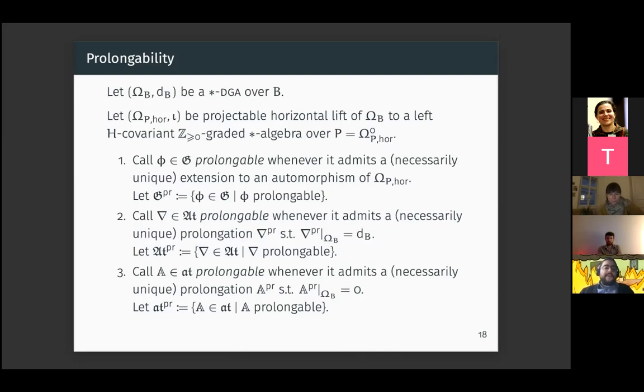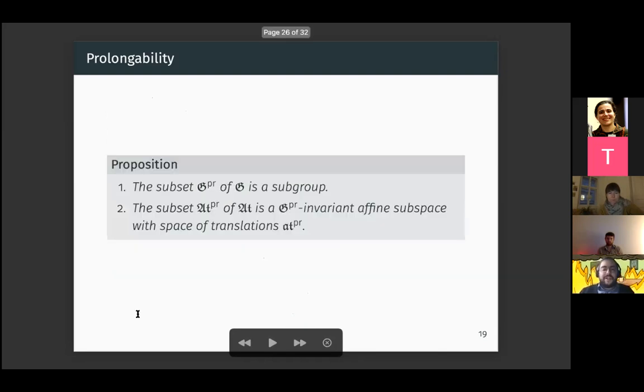So once you do this, all the pieces fit together in a nice way. This will be a subgroup, and this will be a prolongably gauge invariant affine subspace with space of translations this guy. There's nothing really exciting here. It's just a simple algebraic observation. But what's nice is that you can now talk about curvature and relate it to the ability to form, in some uniform fashion, a prolongation of the total calculus.